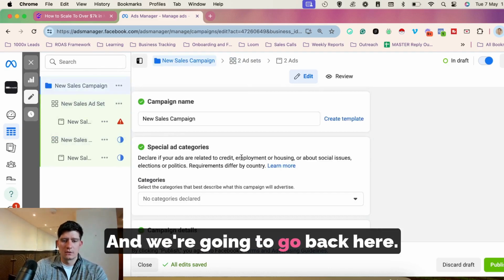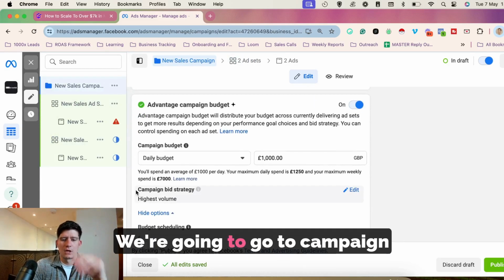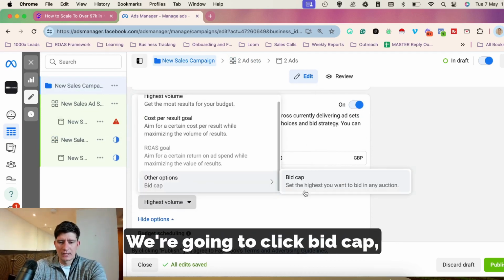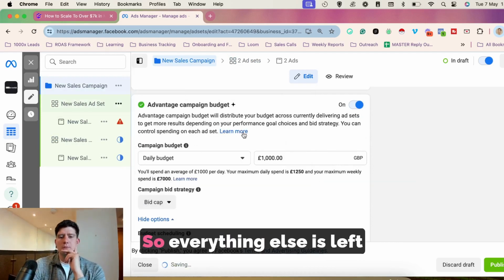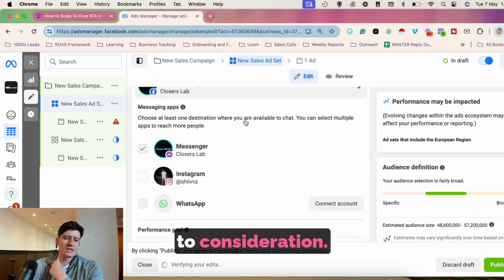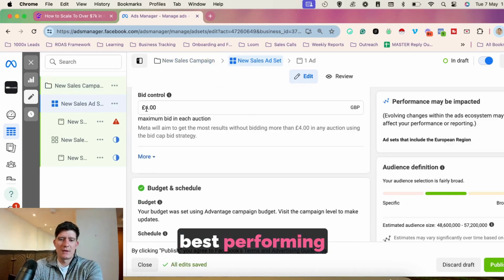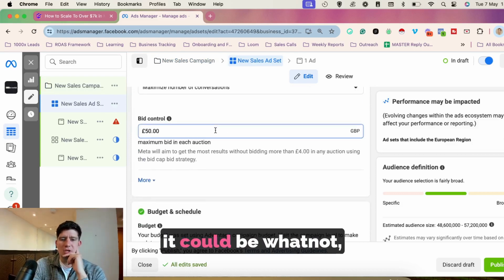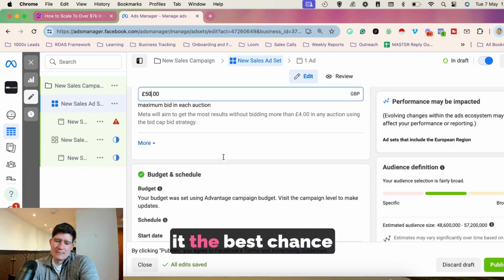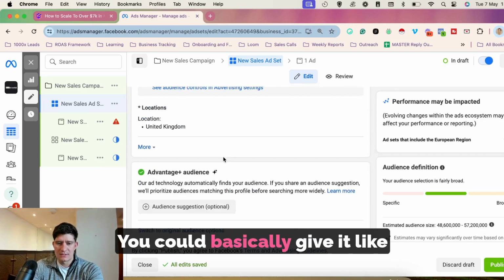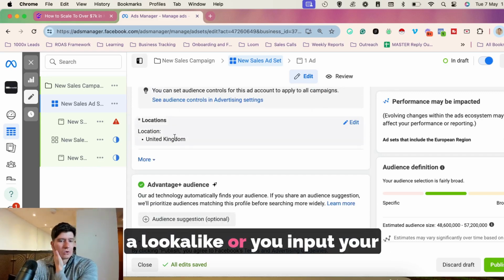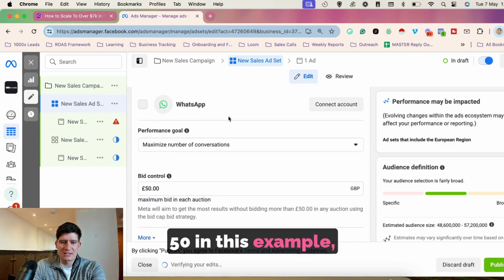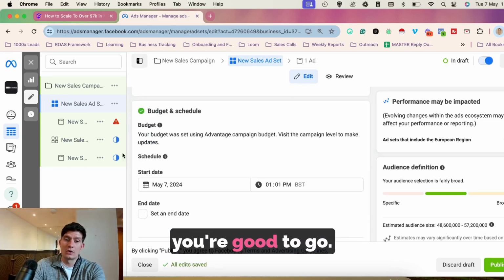This is just a random account setup. And we're going to go back here, sorry. We're going to go to campaign bid strategy. We're going to click edit. We're going to click bid cap, basically. So everything else is left to consideration. I don't know what your best performing audiences are. It could be broad, it could be whatnot. But you want to give it the best chance of performance. You could give it a lookalike, or you input your locations as normal. Have the bid control at 50 in this example, and then you're good to go.